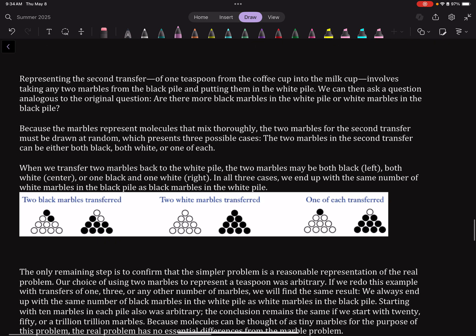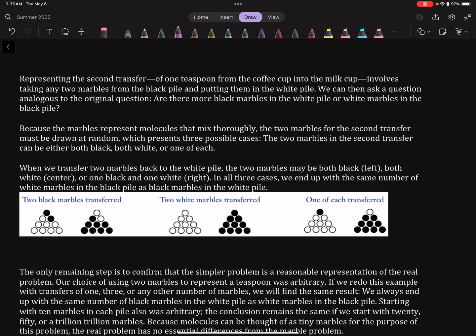Because the marbles represent molecules that mix together, the 2 marbles for the second transfer must be drawn at random, which represents 3 possible cases. The 2 marbles in the second transfer can be either both black, both white, or one of each. Because it's random, we don't know. So we can take 2 of the black, 2 of the white, or one of each. So that's what we're doing here.